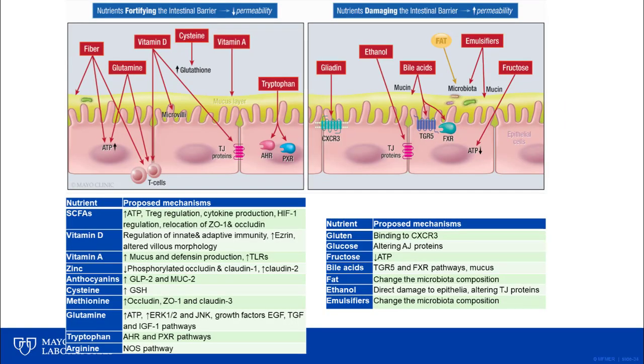I don't have time to go through each one of these, but if you are interested, we have all of this documented in the review in American Journal of Physiology.